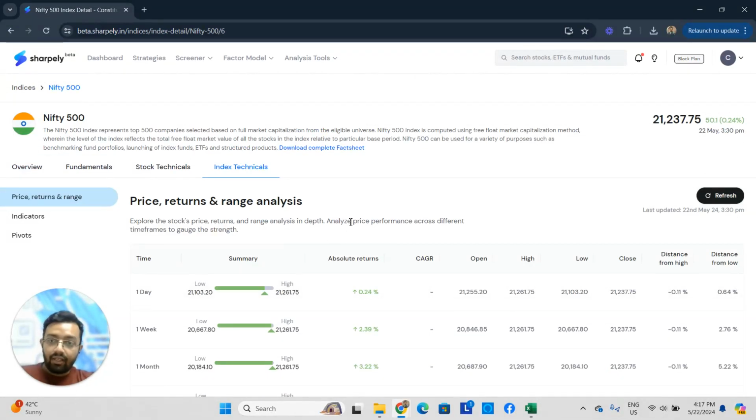Right. So this is how you can analyze an index and then dig deep and find strong stocks as well. So that's it for this video. We hope you will look at the index with a different perspective and you will be able to analyze index in more depth. And then on a granular level, you will be able to find strong stocks and then invest in them. Thank you.